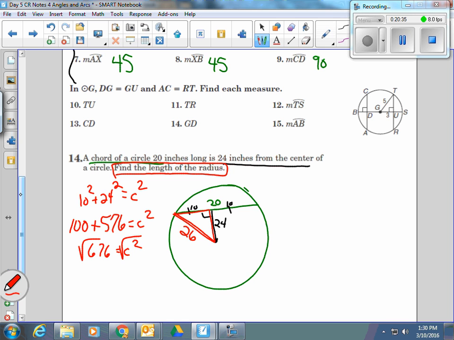Okay, up here. It tells me that DG and GU are the same. Oh look, this one's 3, so that means this one right here is 3, right? Somebody tell me, what is this? The blue line. It's a radius. Somebody tell me, what's this blue line? What do you know about the radius of a circle? Half of the diameter. Aren't all the radii going to be the same?